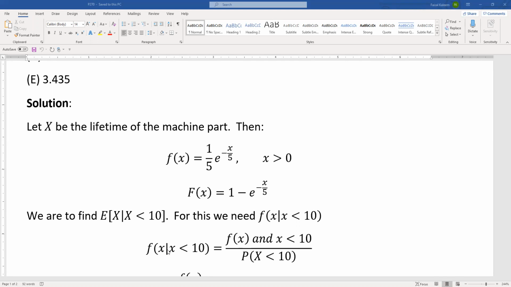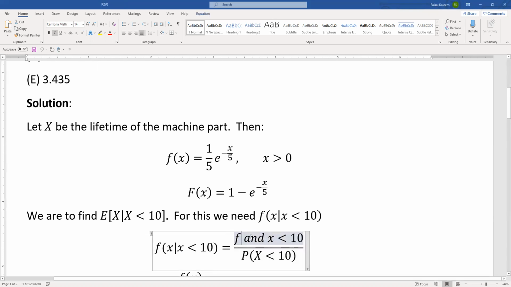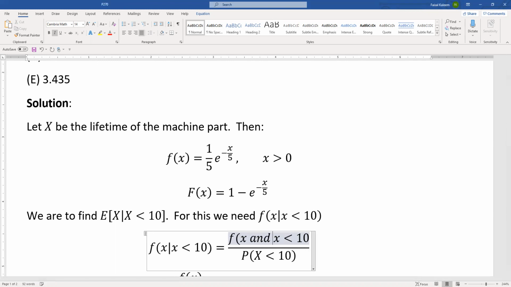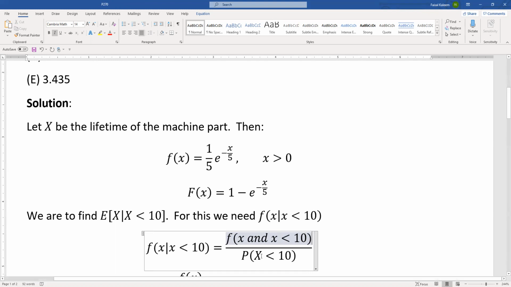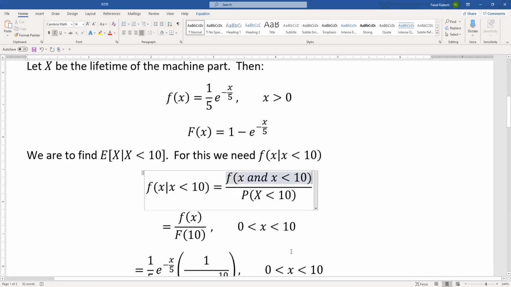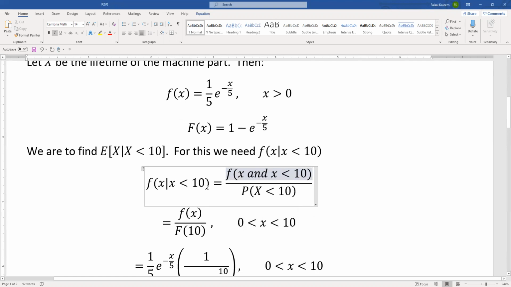Now f of x given x less than 10: on the top, you'll have the probability of f of x and x less than 10. Maybe we can even write this part in parentheses. So f of x and x less than 10. And in the bottom, you have the probability x is less than 10, because that's the given part, x less than 10.